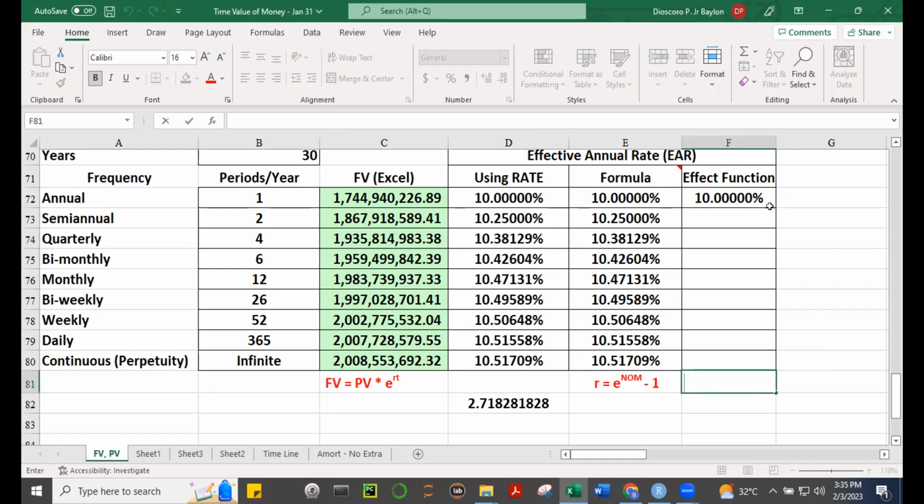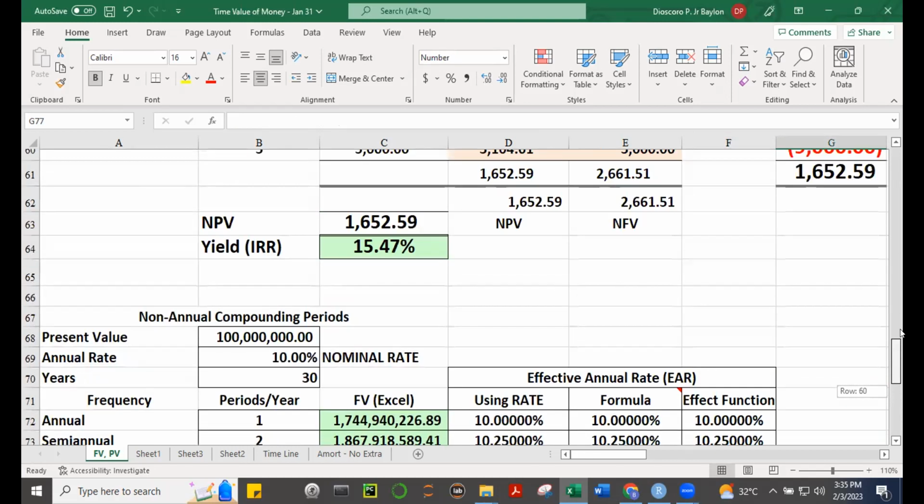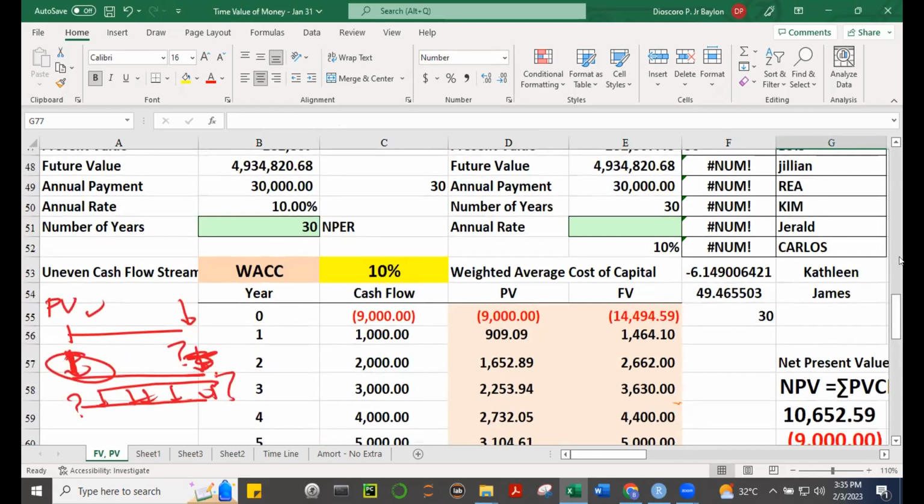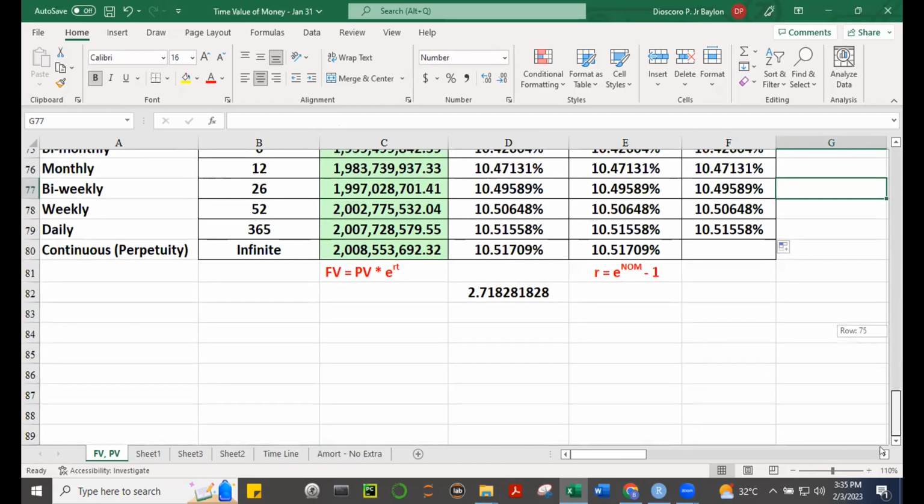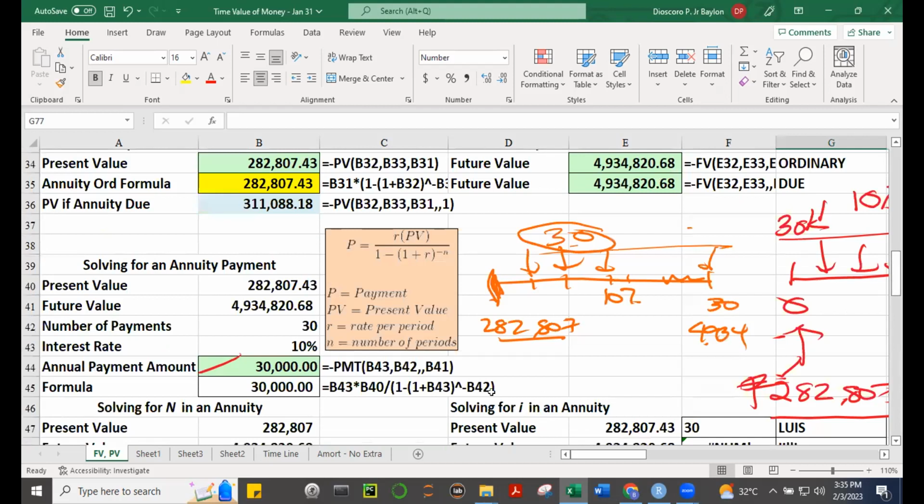So if I copy this down, I can't copy this down because this will not do it. So we cannot use the effect function for the continuous, the perpetuity. All right, so that ends our discussion for this particular worksheet. Any questions before we go to the next for this specific worksheet?